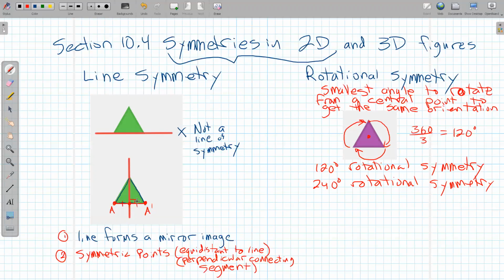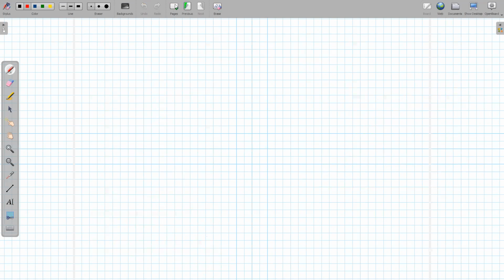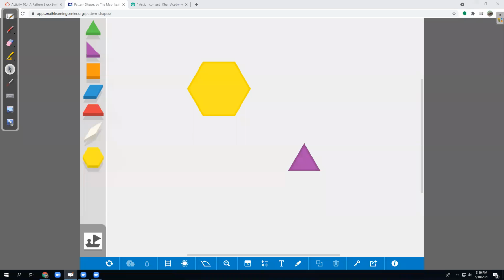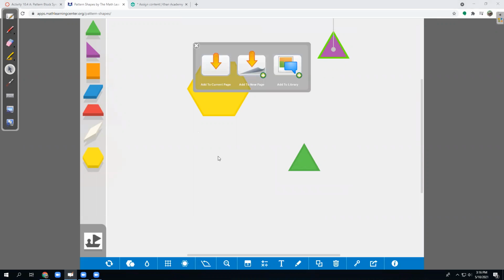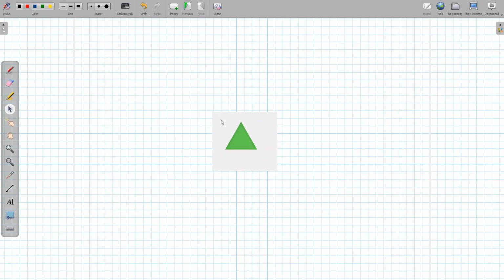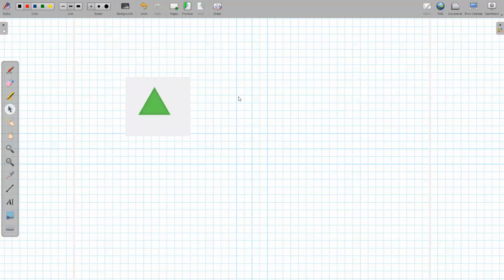As far as lines of symmetry, some figures can have more than one line of symmetry. So let's go back to this triangle. So we get the basic idea of what line symmetry is. We get this basic idea about rotational symmetry, and now we're just going to play around and get used to these ideas. So that triangle, let's grab the green version. Many lines of symmetry.